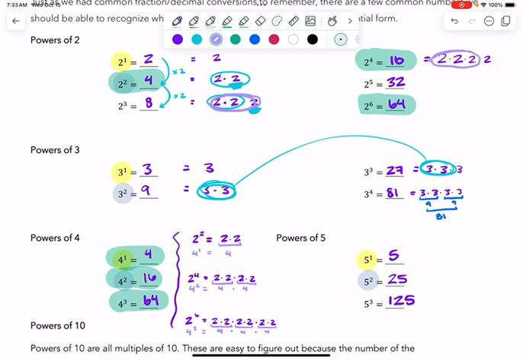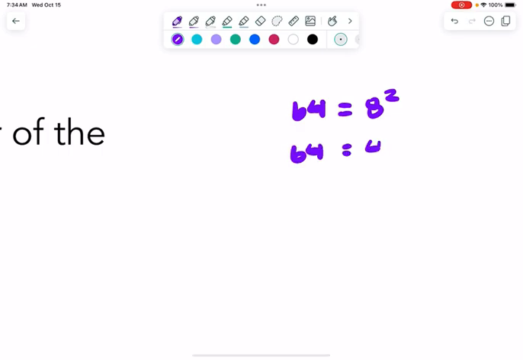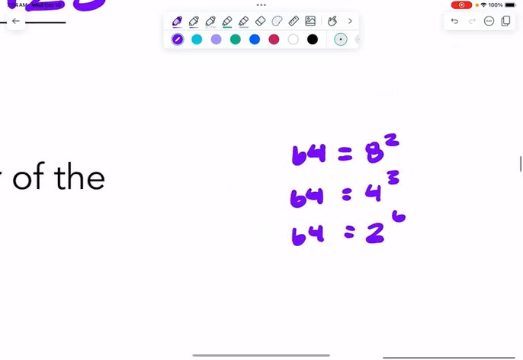A lot of the time throughout the unit, we are going to want to write a number in standard form into exponential form that has the smallest possible base. So, if I just go off to the side here and talk about the number 64. 64 we might already have loaded in our heads as 8 to the power of 2, or 4 to the power of 3, or 2 to the power of 6. How do I know which one to do it in? I want to take a look at the power that has the smallest base.